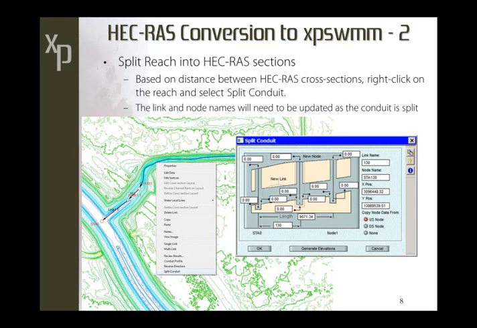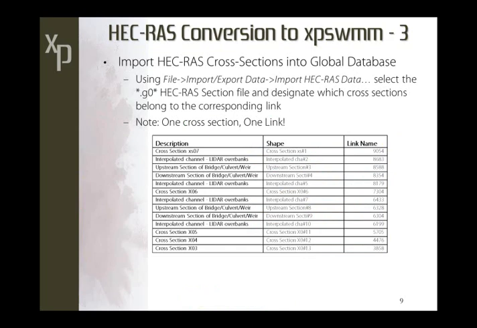So now that we have split the reach into the appropriate sections, we can import our HEC-RAS cross-section data into the XP global database. Using the file import export data, import HEC-RAS data in XP, we can select the appropriate G0 HEC-RAS section file, and then the next import step would be to associate the HEC-RAS shapes with the corresponding XP link names. Again, I'd like to note that in XP, it is one cross-section per one link.